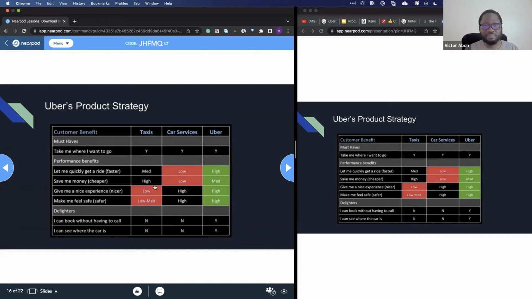Saving money: taxis are definitely cheaper than limo services. Limo services were going to be expensive, and they say we're going to be medium. We're not going to be as cheap as some taxis, but we're going to be definitely cheaper than car services. And then a nicer experience. The limo is customized. They'll drive up to your house, you step into a limo, and they're saying, yeah, we're going to try and match that. Especially, again, this was when they were doing black cars, Mercedes. We're going to match that, but we're going to be cheaper than that limo.